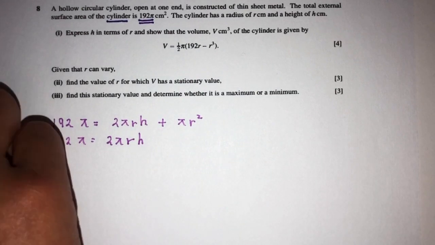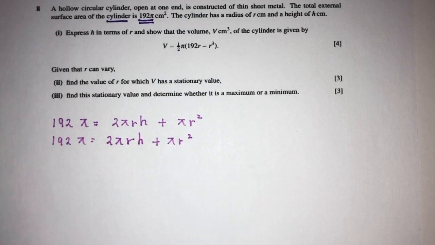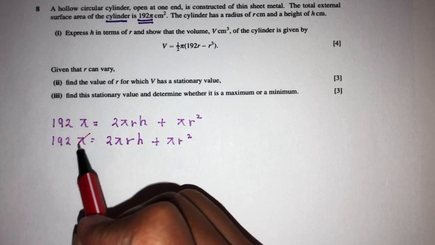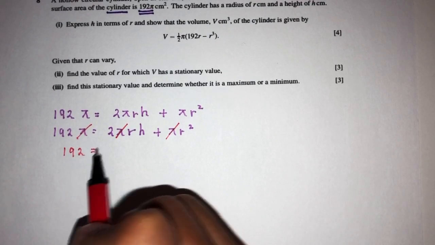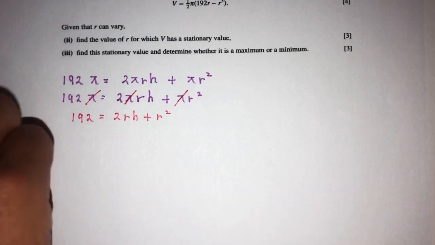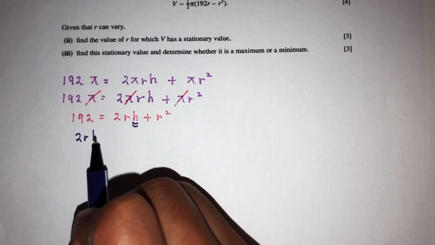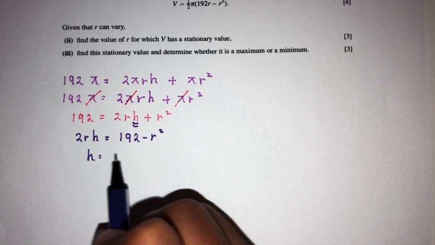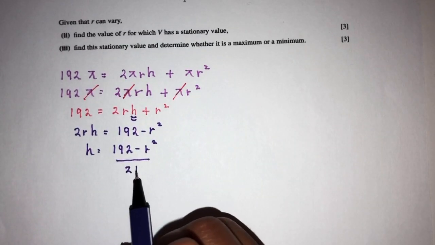So let's see what is the first thing we can do. Let me just continue for now. First thing we can do is cancel out π, because we have π here and π here. We can just cancel out π on everything. So right now you will have 192 equals 2rh plus r squared. Now, because here I only have an h, we can try to make this the subject. So you have 2rh is equal to 192 minus r squared. Now h will be (192 minus r squared) divided by 2r. For now I have this.